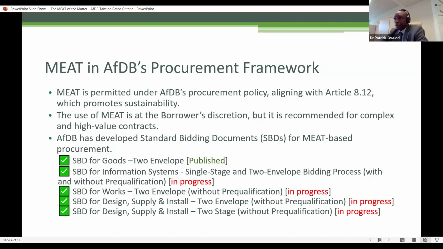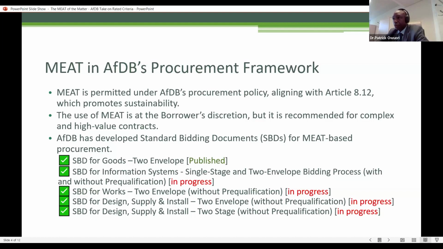The MEAT under AFDB is used at the borrower's discretion. So unlike the other MDBs that have mandated it to a greater extent, for AFDB, it's still discretionary on the borrower. And the reason we have for this is that there are still many procurements within our scope that are best evaluated on a pass-fail basis. And it would be difficult to mandate rated criteria where clearly it is not necessary, where it is easily possible to get a reasonably good priced tender using the lowest evaluated bid approach.